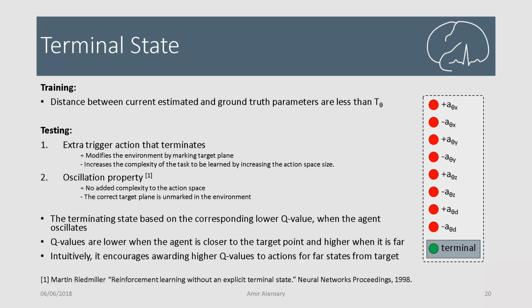While there was a classic paper on reinforcement learning without an explicit terminal state, it gives you a terminal state for free by oscillating around the right solution. So you don't have to explicitly include an external terminal state. And in this case, the agent will just oscillate around the target plane. And once it oscillates, you can terminate.